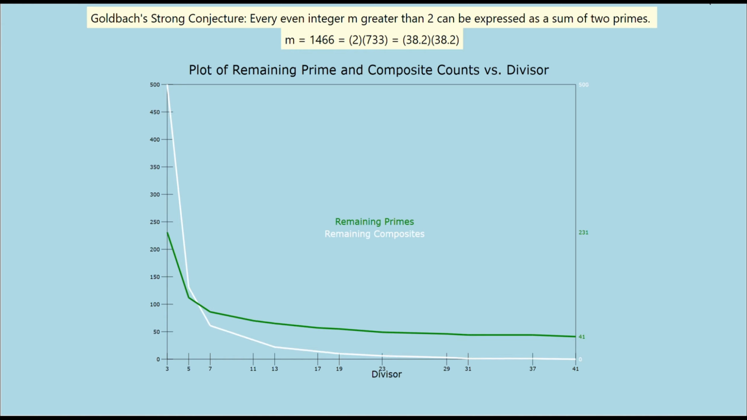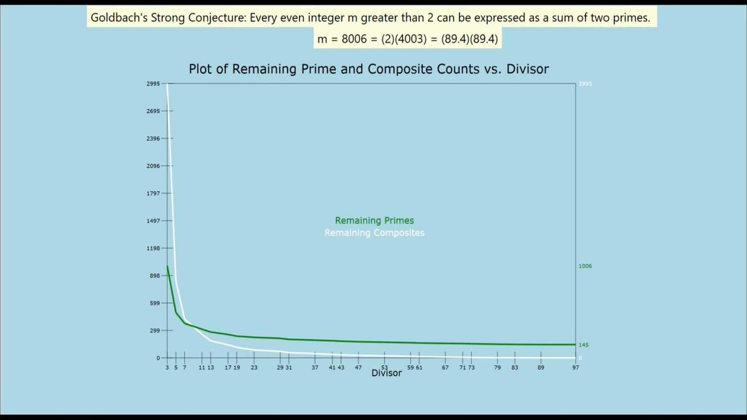In fact, let's look at some cases for much larger values of m. For example, those starting at 8,000 rather than 1,000. Here they are. These plots are for much larger values of m, but are fundamentally the same as those we have seen so far.